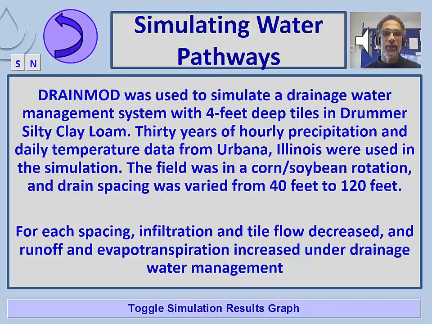DrainMod was used to simulate a drainage water management system with 4-foot deep tiles in Drummer silty clay loam. 30 years of hourly precipitation and daily temperature data from Urbana, Illinois were used in the simulation. The field was in a corn-soybean rotation and drain spacing was varied from 40 to 120 feet. For each spacing, infiltration and flow rate decreased, and runoff and evapotranspiration increased on the drainage water management.